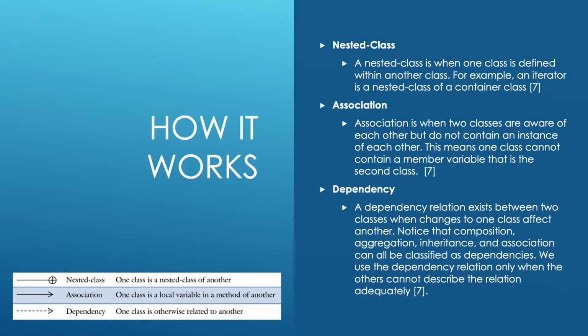Association is used when two classes are aware of each other, but don't necessarily have each other inside of them. So they might be two classes that talk with each other, but don't really own one another. And dependency is simply a dotted arrow.